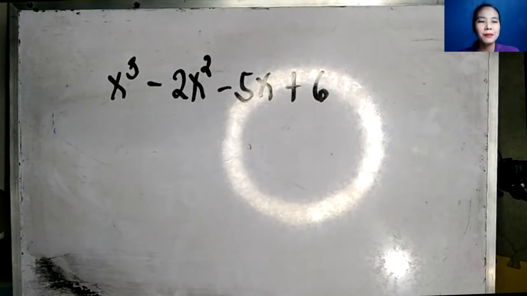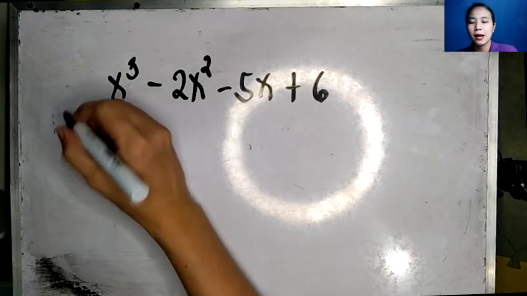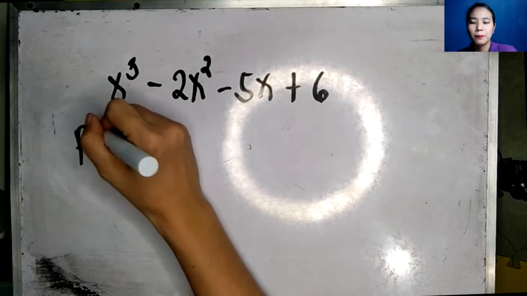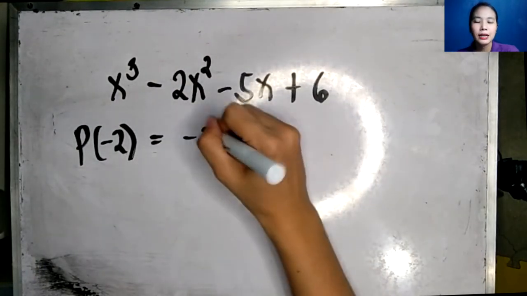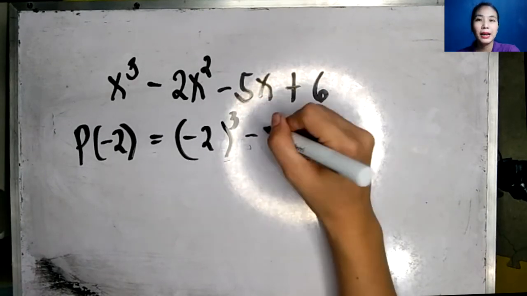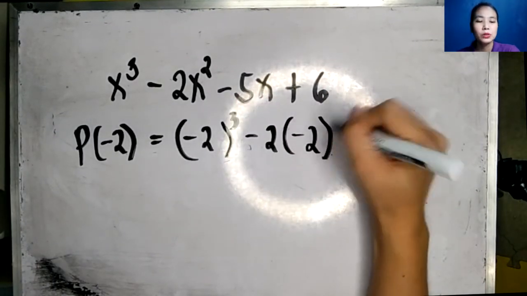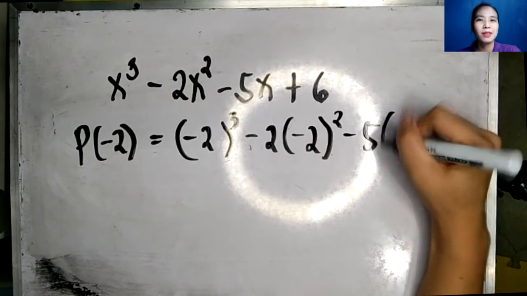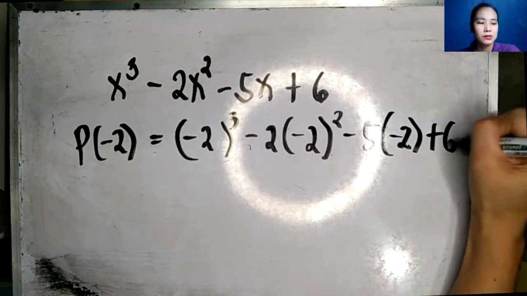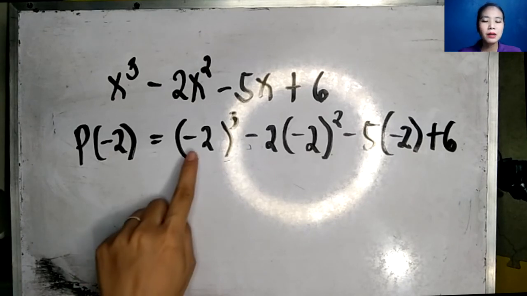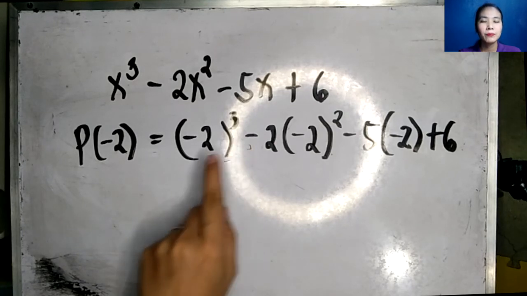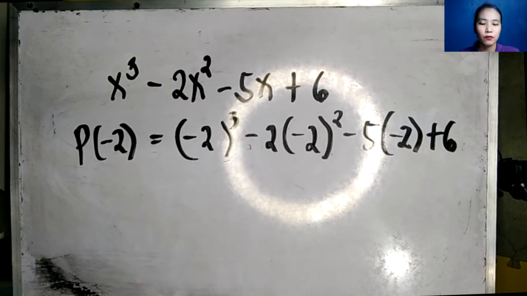Subukan naman natin gumamit pa ng iba pang possible factors. So gamitin naman natin ang negative 2. So we have p of negative 2 is equal to negative 2 cubed minus 2 times negative 2 squared minus 5 times negative 2 plus 6. Simplifying this, negative 2 cubed, since meron tayong negative number na ni-raise sa odd power, the answer is always negative.